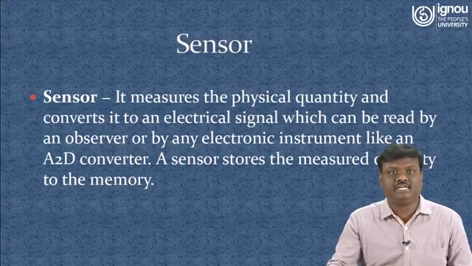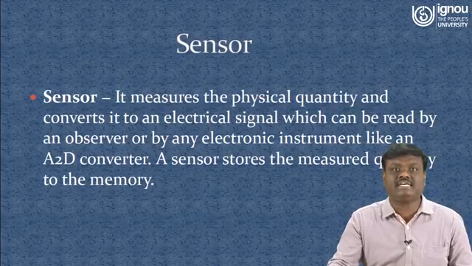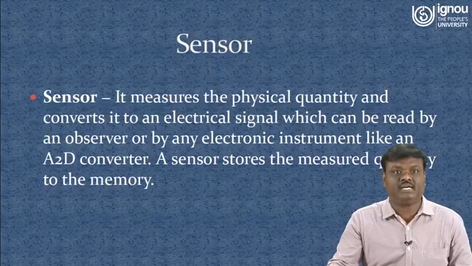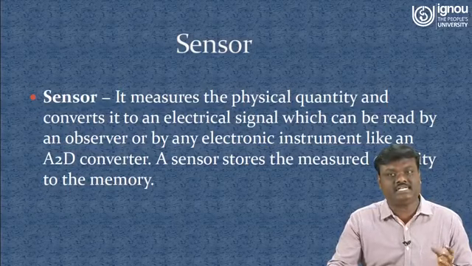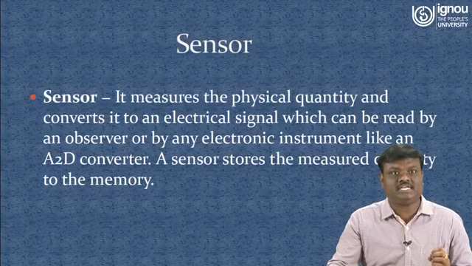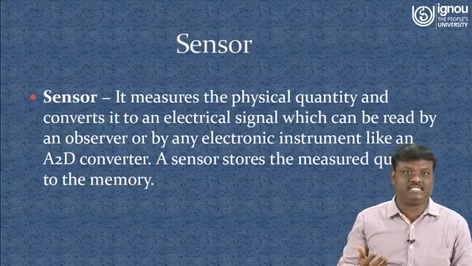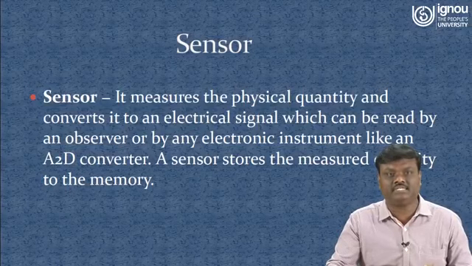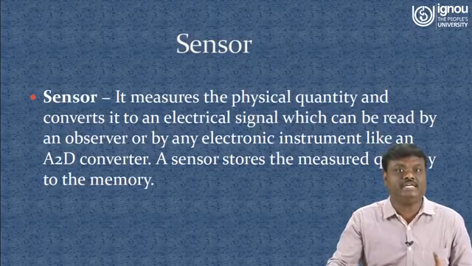First one is the sensor. It is the main essential part that senses the parameters. It measures the physical quantity and converts it into an electrical signal which can be read by the observer or by an electronic instrument like the analog to digital converter. So whatever physical quantity signals the sensor receives, it converts into electrical signals, and later there is a converter, as you can see in the diagram, the analog to digital converter. That converter converts the electrical signal that is in analog form into digital form.